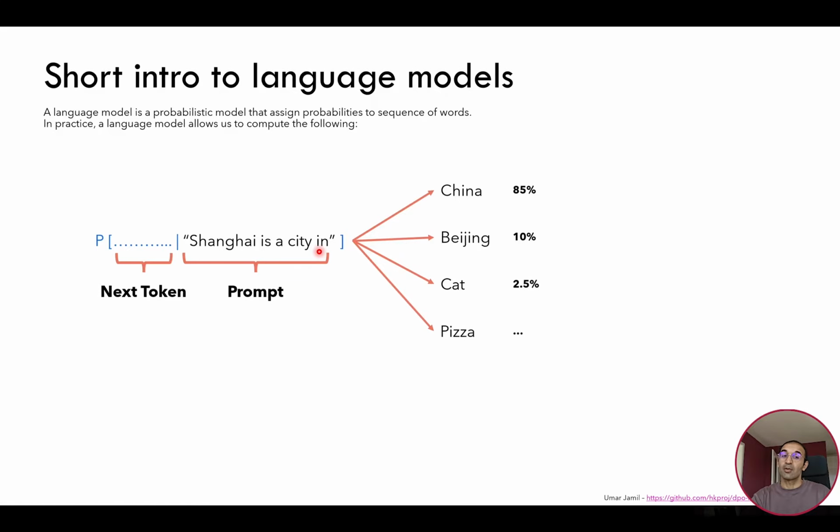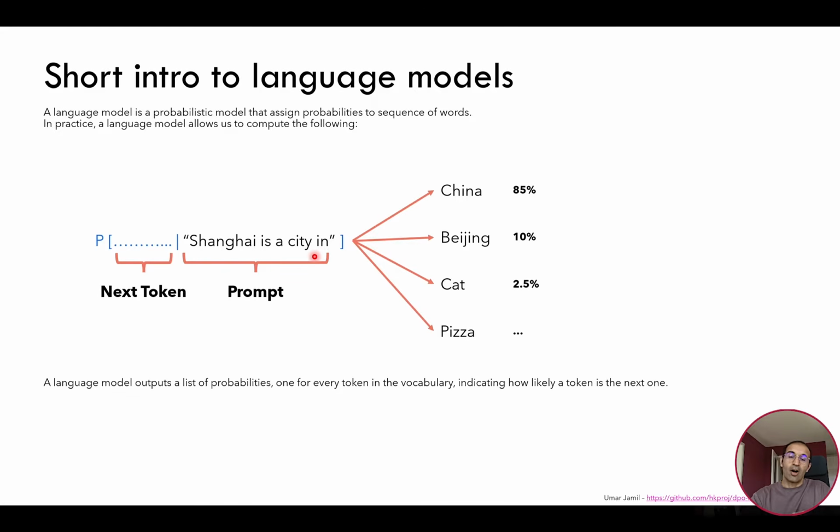Now, in my videos, I always make the simplification that a token is a word and a word is a token. This is actually not the case in most language models, but it's useful for explanation purposes. So, what is the probability that the next token is China, or Beijing, or cat or pizza, given a particular prompt? This is the only thing that a language model does, and the language model gives us this probability.